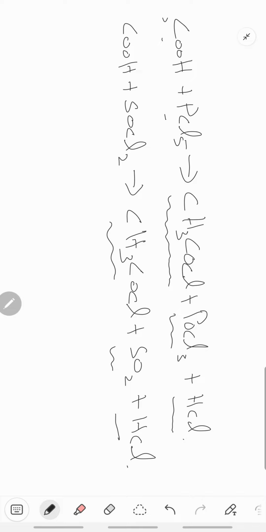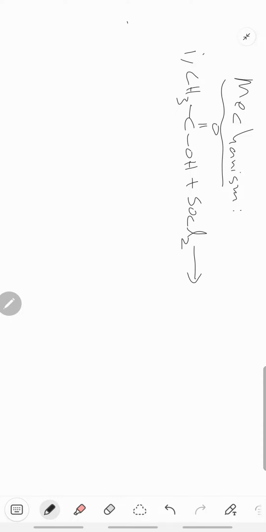Let's see the mechanism of this. What is happening actually, how it is happening. So this is the mechanism of a reaction where the whole OH group is involved. The first step is I will open up the formula of carboxylic acid like that, and I will take thionyl chloride, and it will give me this one, like this. The structure will be like this.